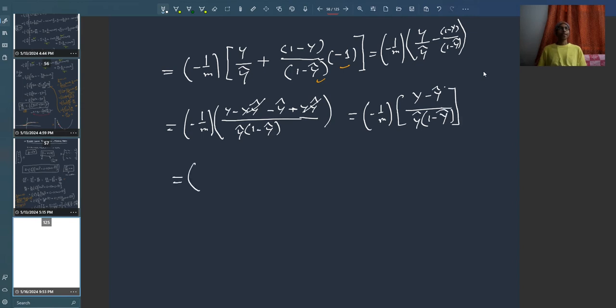If we take the minus sign inside, this becomes y hat minus y by y hat into 1 minus y hat. We have taken the minus sign beside 1 by m inside. So this has reversed to this. Now number 2, we go for the deduction of del y hat del z.